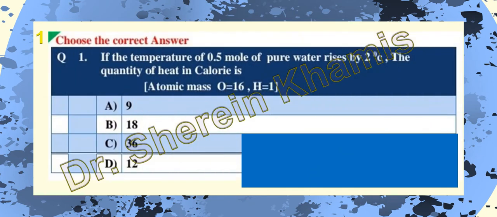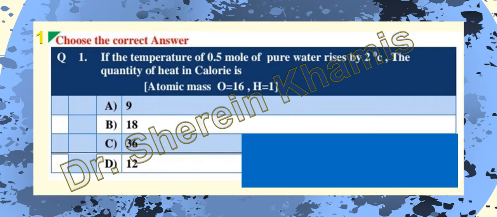Question number 1 says that if the temperature of 0.5 mole of pure water rises by 2 degrees Celsius, the quantity of heat in calorie is. We have 0.5 mole of pure water and the atomic masses of oxygen and hydrogen. At first we will get the mass of water. Then, to get the quantity of heat, Q equals mc delta T.